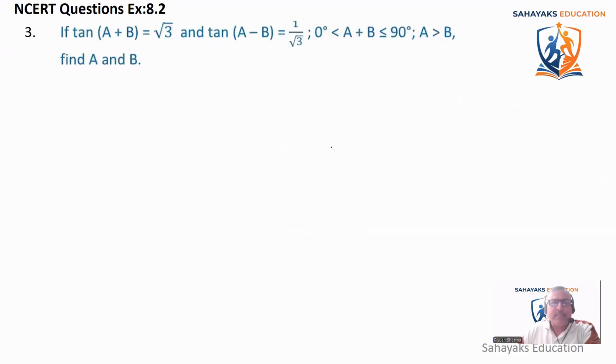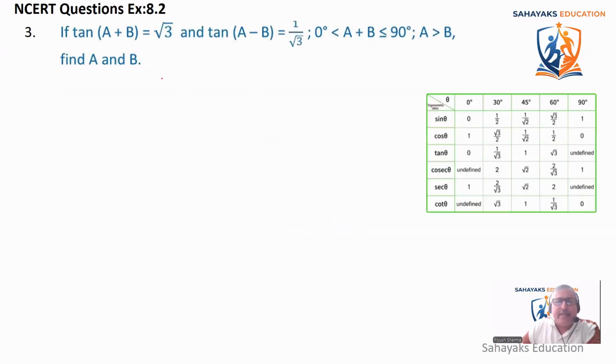So coming to the next question. It says if tan (A plus B) is equal to root 3. Let's look at the table again. What value of tan gives you root 3? 60. That means A plus B is equal to 60. And check which value of tan gives you 1 by root 3. So 1 by root 3 comes from 30. So we can say A minus B is equal to 30.